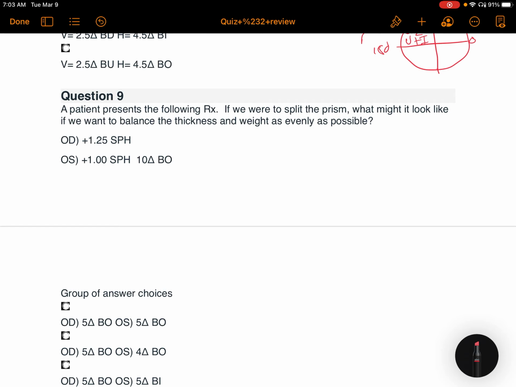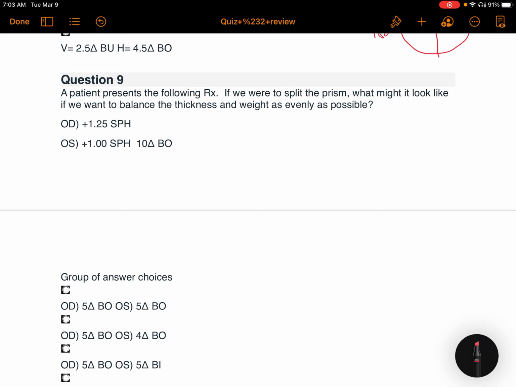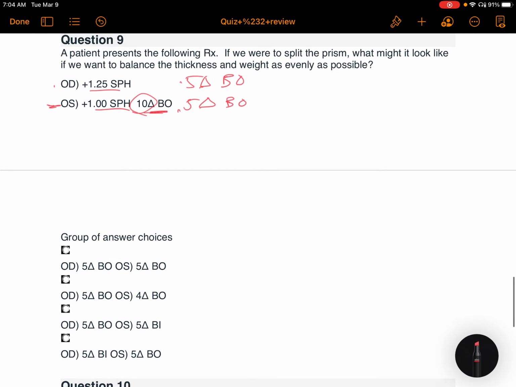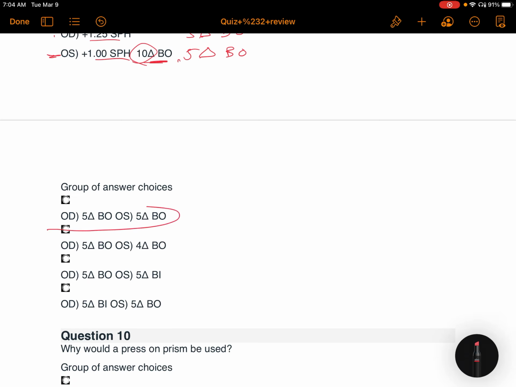Question 9. A patient presents the following prescription. If we were to split the prism, what might it look like if we balanced the thickness and weight as evenly as possible? All right, so the right and left eye are not far off. They're a quarter diopter difference. So I would just split this prism evenly, and I would do 5 and 5. Remember our rules. You have to maintain the original base direction in the original eye, and then we do a compounding base direction in the other eye. So base out and base out are compounding, and our two parts equal our whole. So our answer should be 5 base out, 5 base out, and that's the first option here.